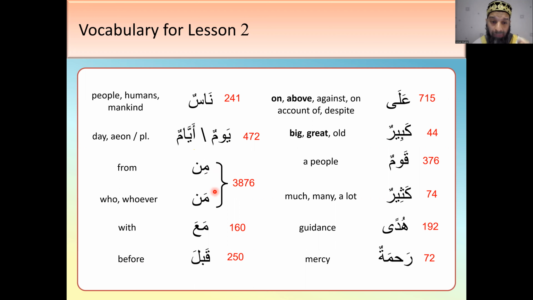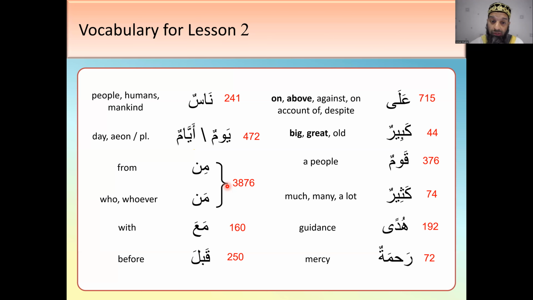Look at the next one. Min and man. Min means from. Man means who, whoever. About 4,000 times in the Quran. This is how you're getting your 40% vocabulary. 4,000 times this word comes up in the Quran, either in min form or man. In the search tool that I used, I couldn't differentiate between min and man. But together, they're coming up about 4,000 times in the Quran.